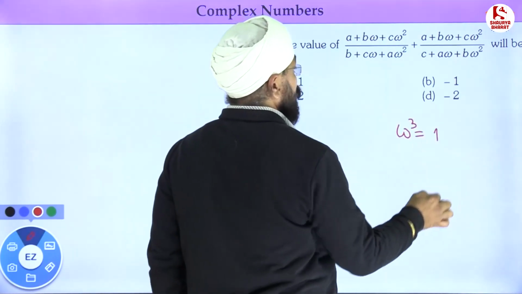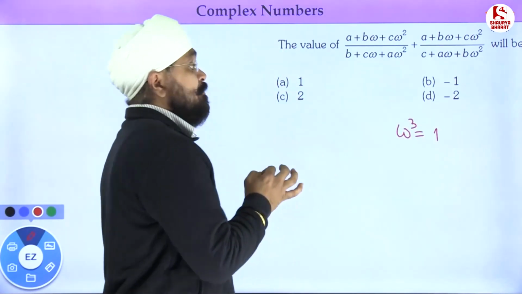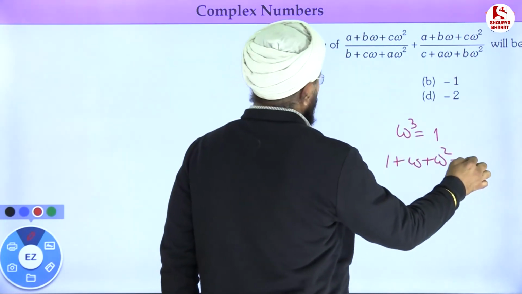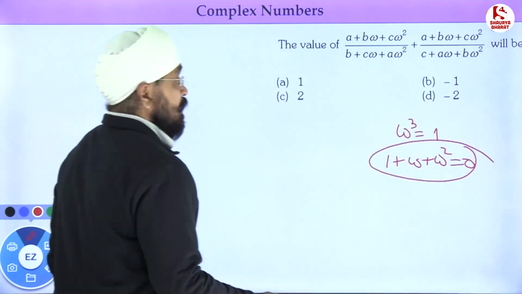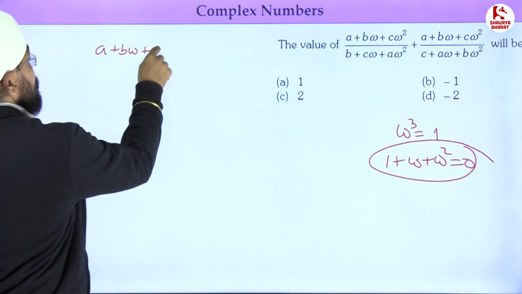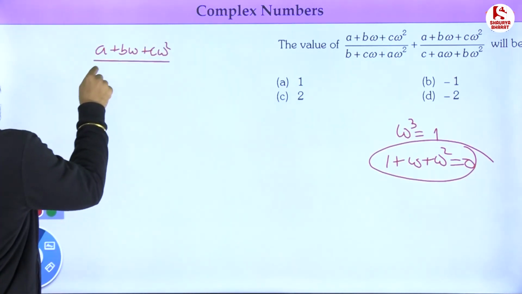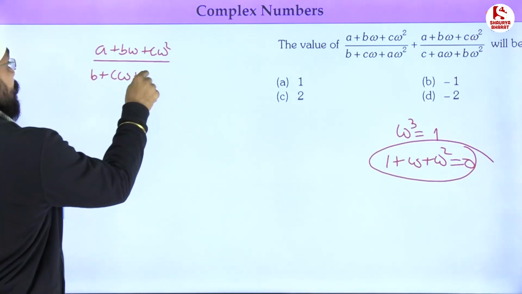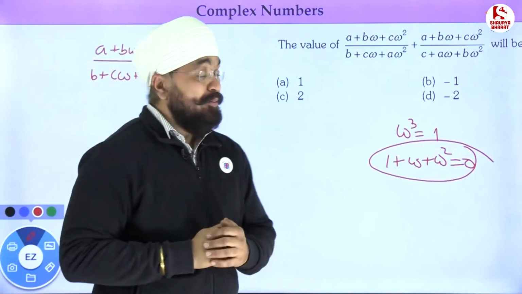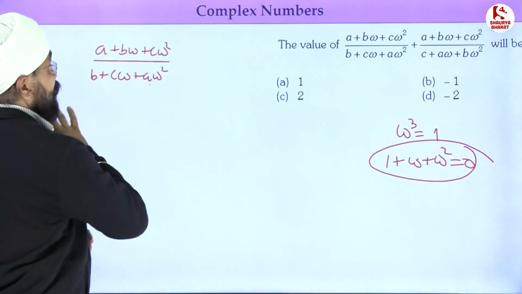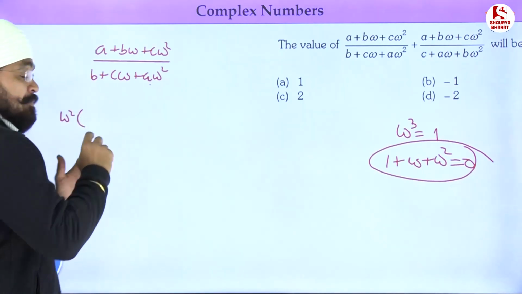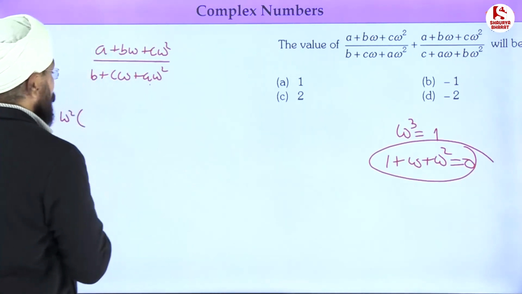that ω³ is always 1. If we take that concept, and apart from that 1 + ω + ω² = 0, later on we'll use this property also. Now if you see the first part, this is (a + bω + cω²) divided by (b + cω + aω²). If we want to cancel the numerator and denominator, we should have a free in the denominator, so I'll take ω² common from the denominator.